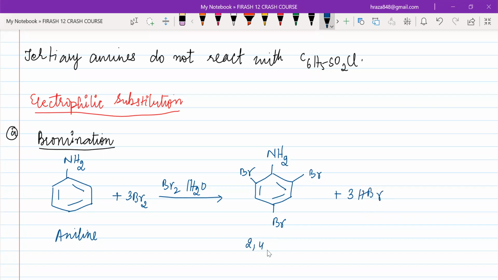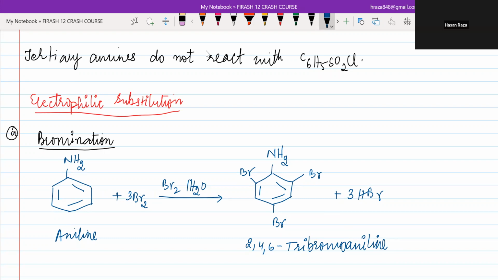So its name is 2,4,6-tribromoaniline. So if you want to have only one bromine attached to this aniline, we will do it in a different way. We will use another reagent. So this is your bromination. Please do write it.